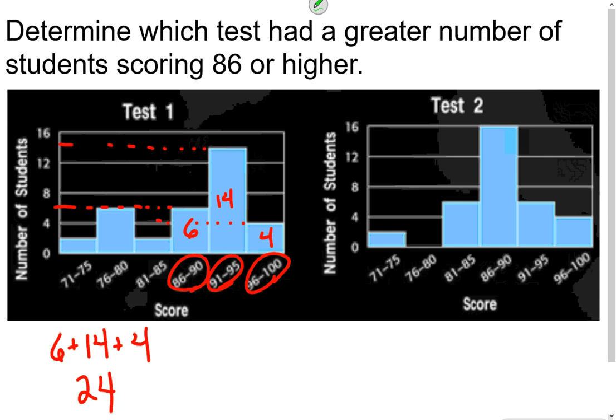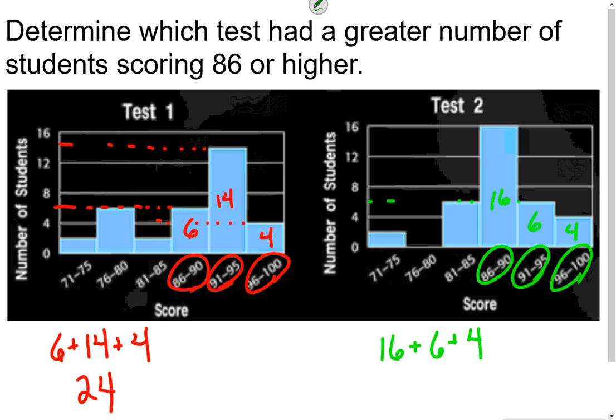now I need to get the 86 or higher. So here, here, and here. 6 in that one, 16 in this one. Oh, I don't need this one. Sorry about that. Struggling. And then we have this one. That one would be 6. And then last but not least, this one's 4. So now I add those up. 16 plus 6 plus 4. That puts us at 26. So I answer the question, determine which test had a greater number of students scoring 86 or higher. The answer would be test 2.